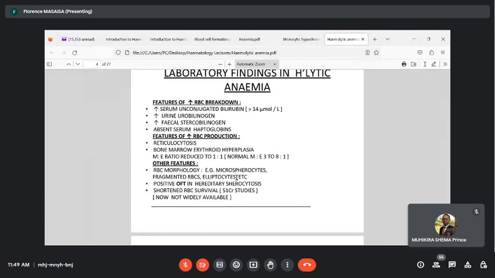When you go to the peripheral blood film, you may see microspherocytosis. As I showed you in the picture, you may see fragmented red cells, elliptocytosis, and so on. You may also have some specific tests which may tell you how long the red blood cells are surviving. They may tell you the red cells are surviving only 20 days, only 50 days, or 60. So it shows you in detail.